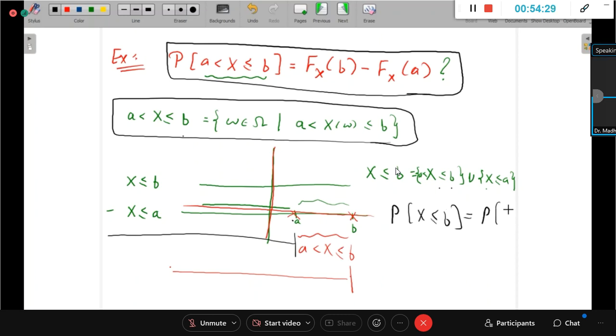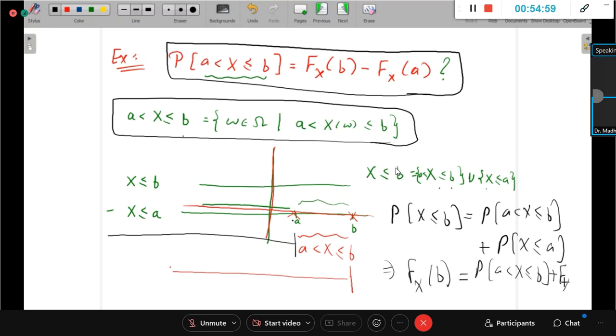Both are mutually exclusive. So what it tells you is probability of X less than or equal to b is equal to probability of a less than X less than or equal to b plus probability of X less than or equal to a. In the discrete case, the point does matter, but in the continuous case, you will see the point does not matter. Now, if you look at the definition of F_X, the cumulative distribution function, the left side is F_X at b, which is equal to probability of a less than X less than or equal to b plus F_X at a. So this will establish the formula.